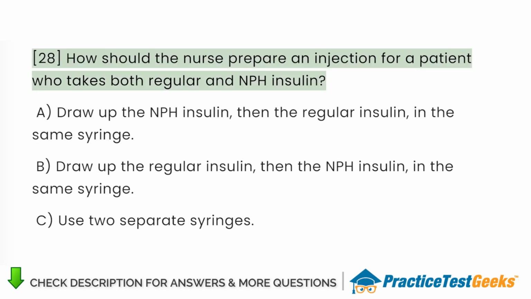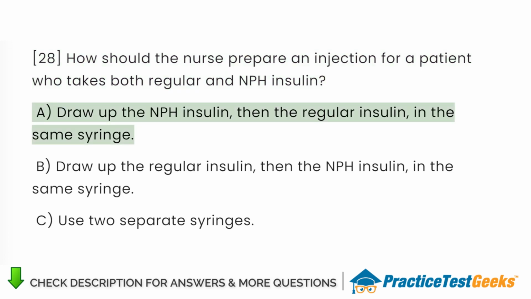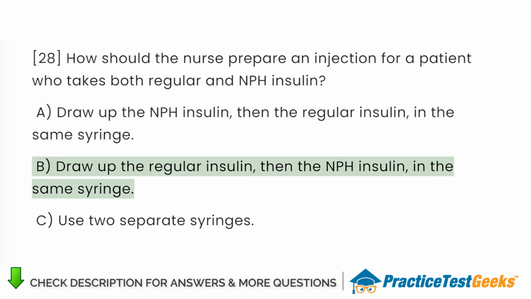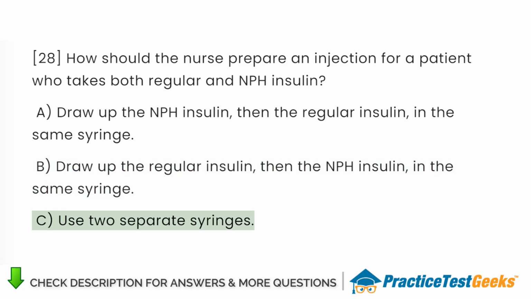How should the nurse prepare an injection for a patient who takes both regular and NPH insulin? A. Draw up the NPH insulin, then the regular insulin, in the same syringe. B. Draw up the regular insulin, then the NPH insulin, in the same syringe. C. Use 2 separate syringes.